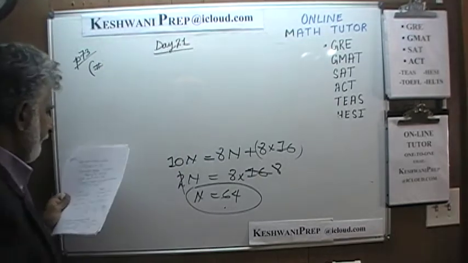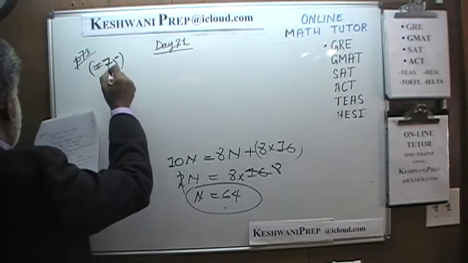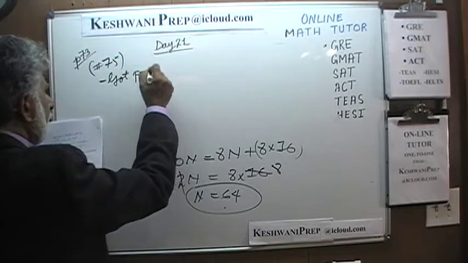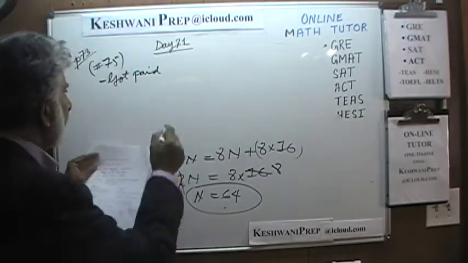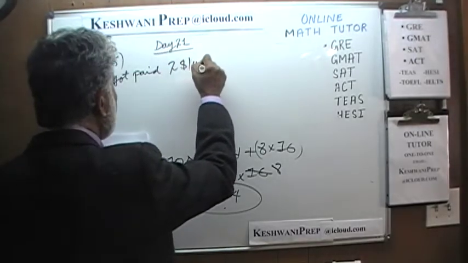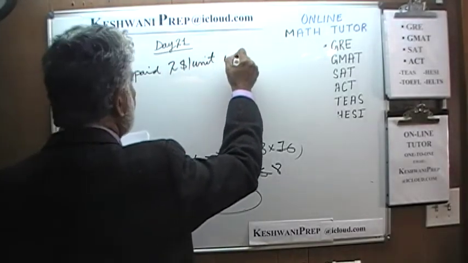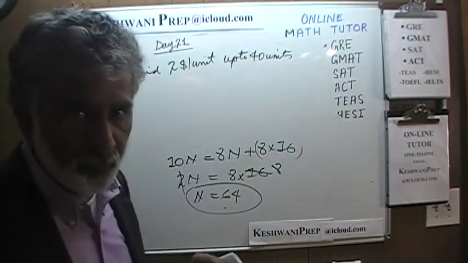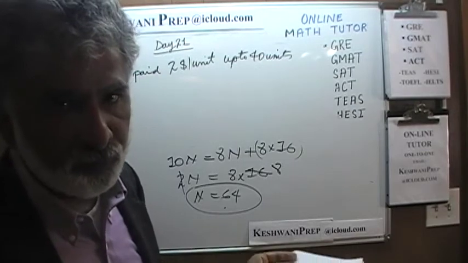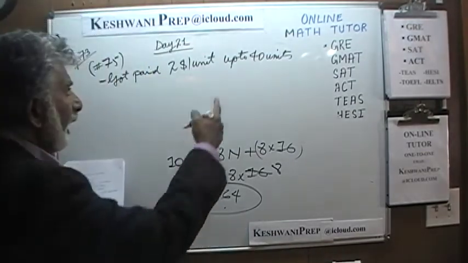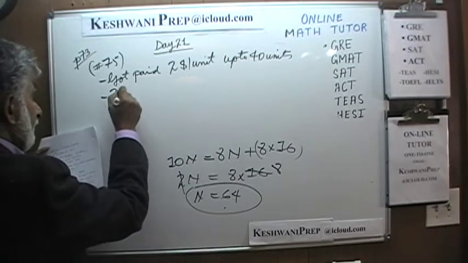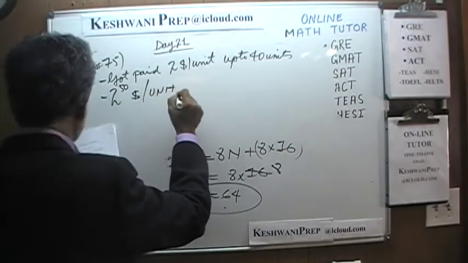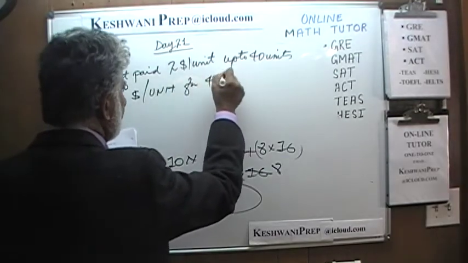In number 75, we are told that we get paid $2 per unit, up to 40 units. So we are assembling some units and our compensation is $2 for every unit that we assemble, up to 40 units. Anything more than 40 units, if we assemble more than 40 units, we get $2.50 for each unit, for anything more than 40, 40 plus.